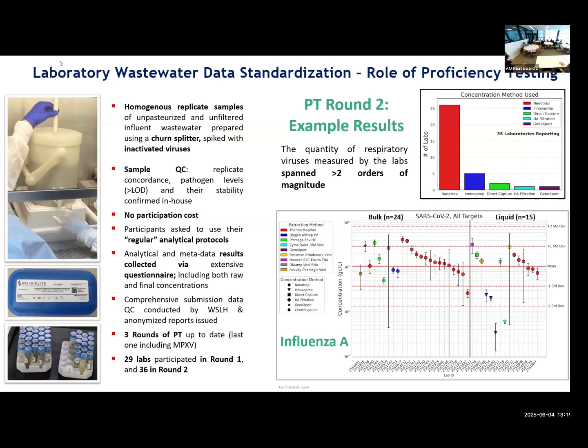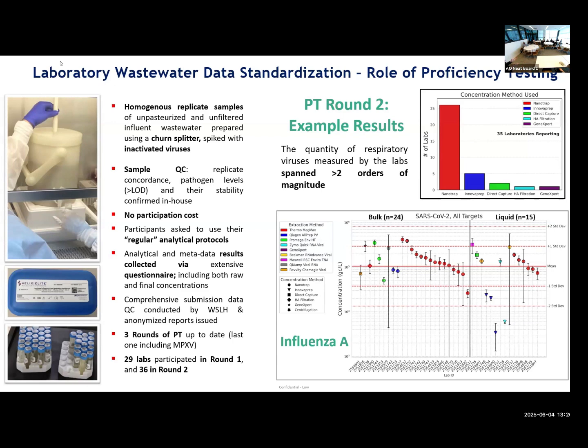This comprehensive submission helps us, and the more labs enroll, the more representation we can have of the same method. This is an example from our round 2, which was focused on respiratory. Round 3 will include Mpox virus. The more labs participate with the same method, the more you can actually compare these methods. It's really hard if you have higher variability, which we know in wastewater, no matter what we do, is going to be variable, even with the same sample.